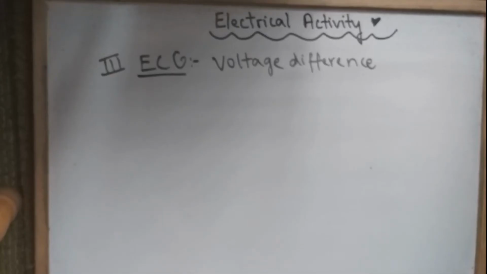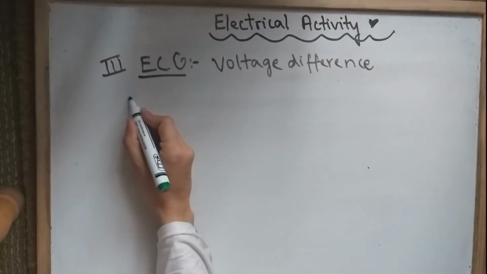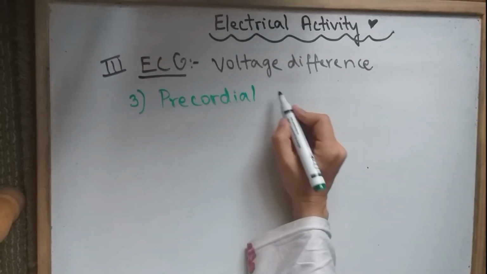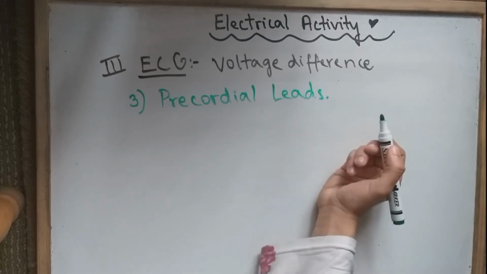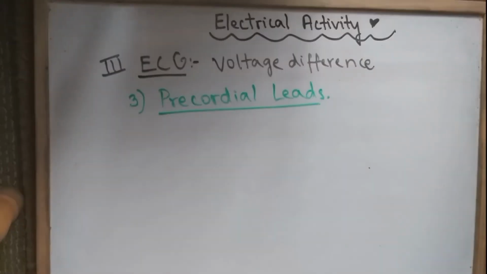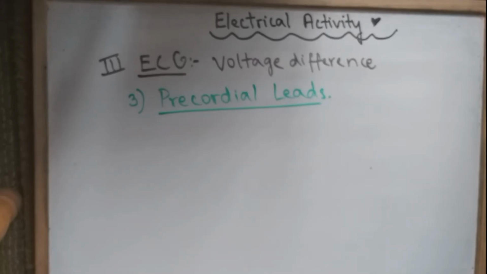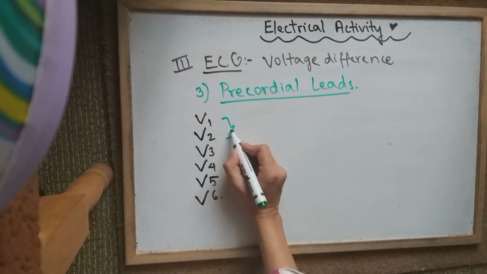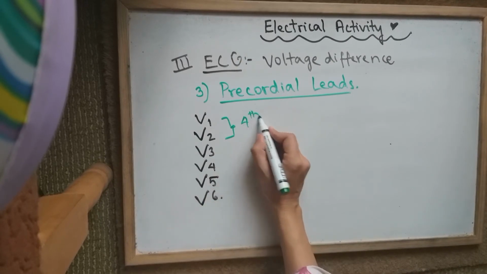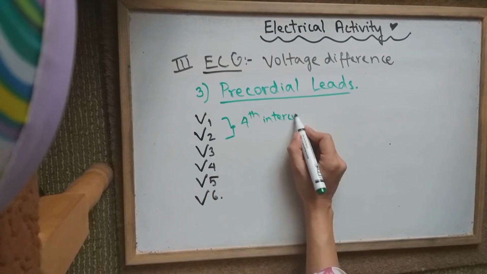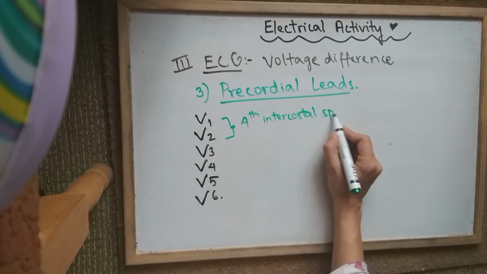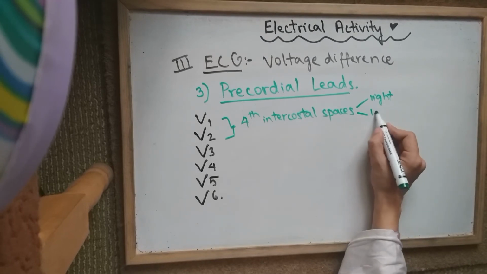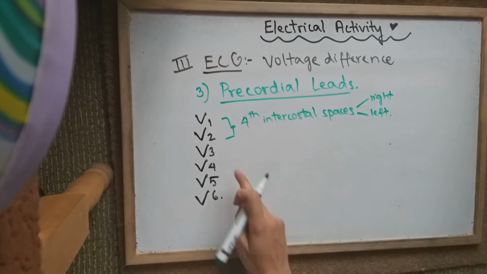Now we have a third type, which is known as the precordial chest leads. They're not limb leads anymore, but chest ones. We've got 6 of them, named V1 to V6. They've all got a position, which I will mention. V1 and V2 are in the 4th intercostal space and on each side of the sternum. So V1 is on the right side and V2 would be on the left side.